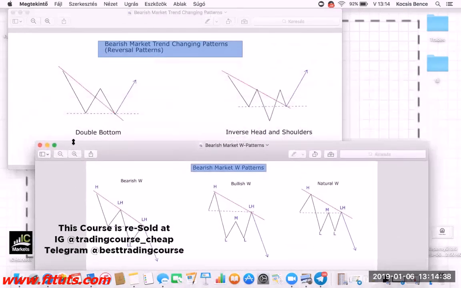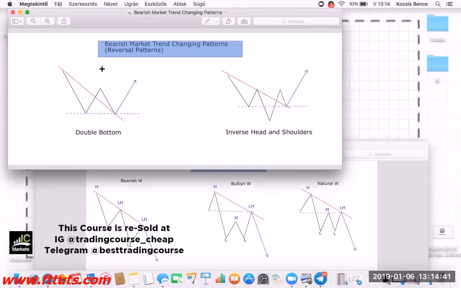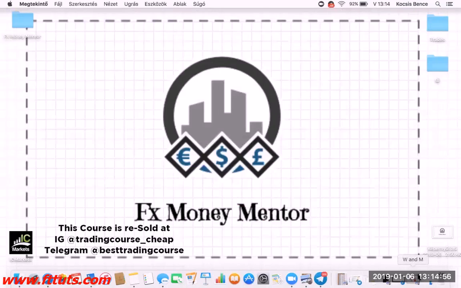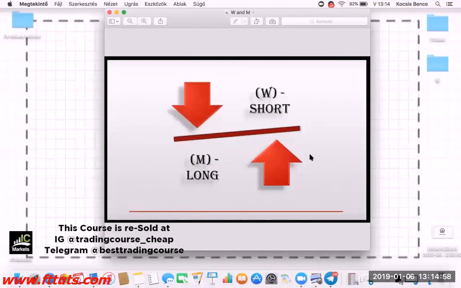When we're looking at the bearish market and we are looking for the reversal, we are looking for the double bottom and the inverse head and shoulder. Okay, let's go to the bullish market. So when we are looking at the bullish market, it is coming from the bottom and going to the top. We are looking for the M patterns in the future and we are looking to go long.